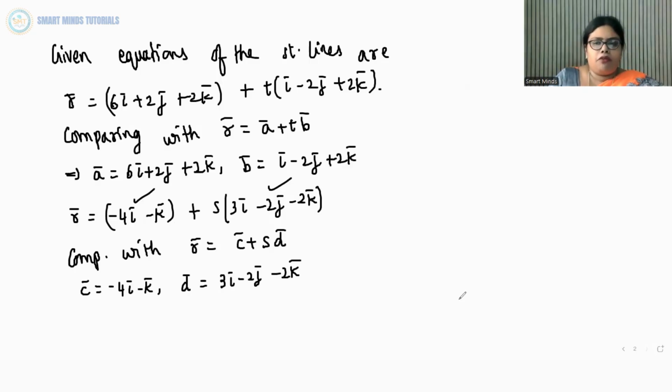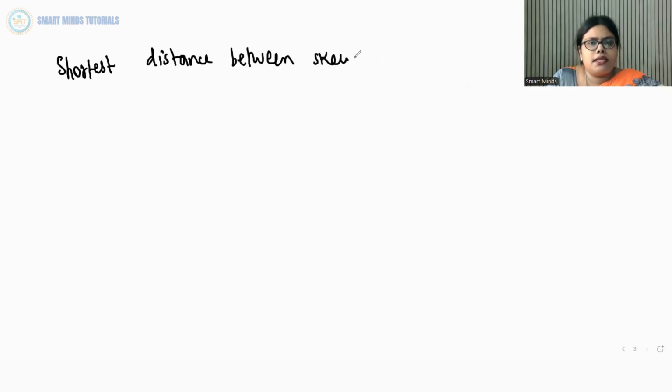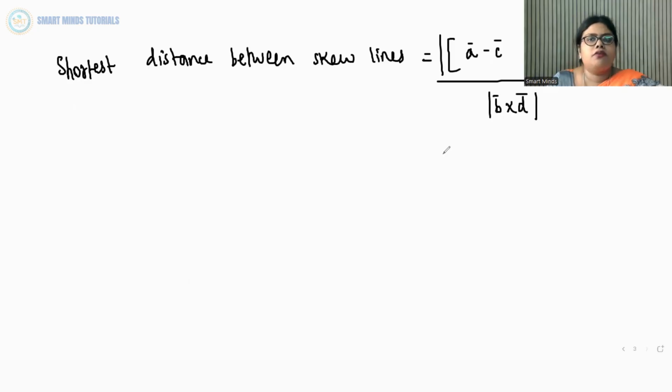After getting these 4 vectors, first we should know what is the formula for shortest distance between skew lines. Then only you will understand what to do next. So what is the formula for shortest distance between skew lines? Shortest distance between skew lines is equal to modulus of scalar triple product of A bar minus C bar, B bar, D bar divided by mod B bar cross D bar. This is the formula.